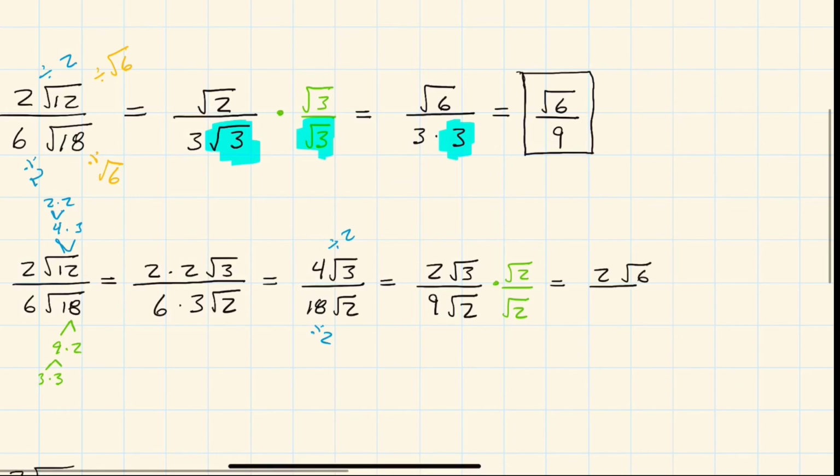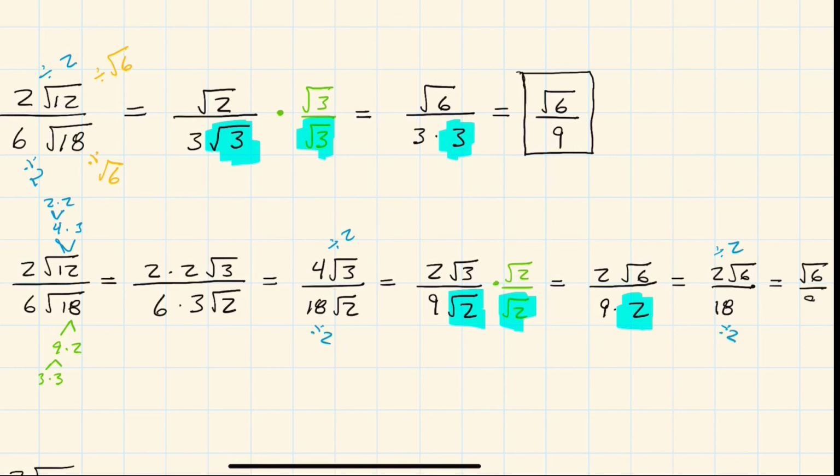So multiplying top and bottom by root 2, I end up with 2 root 6 over 9 times 2. 9 times 2 is 18, so I get 2 root 6 over 18, but now I can simplify the fraction again. 2 over 18, I can divide both of those by 2. 2 divided by 2 is 1, so it just leaves root 6 on top. In the denominator, I just have a 9. So I get the exact same answer, but it's just a different order.